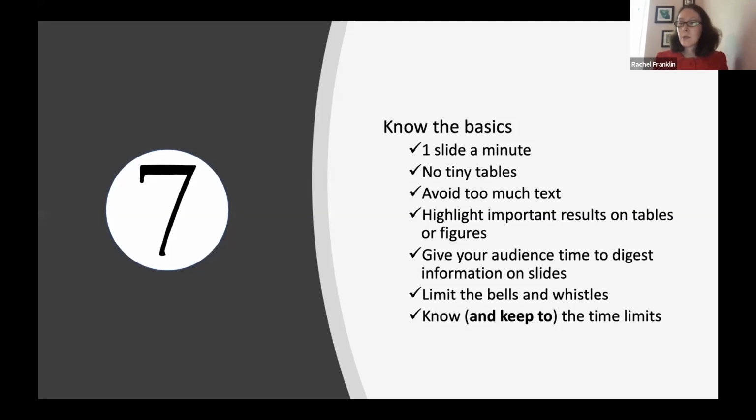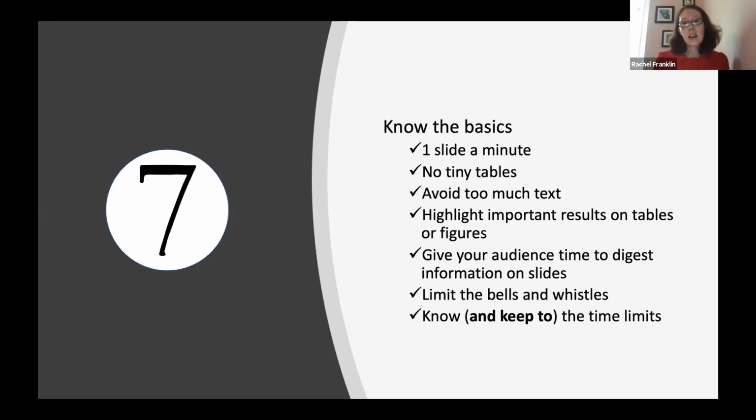And I would say limit the bells and whistles, right? So sound effects or slides that whoosh from one to the other, they look nice, but they distract the audience from why they're there. And why they're there is to see you and hear about what you have to talk about. And if you take nothing else away from my talk, know the time limits and keep to them. Right?